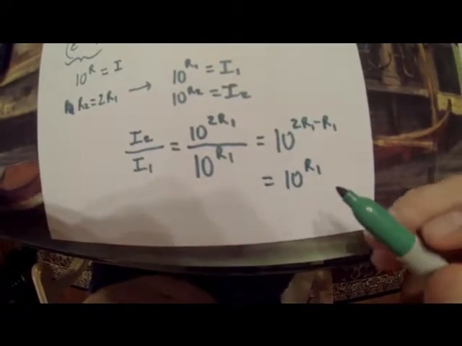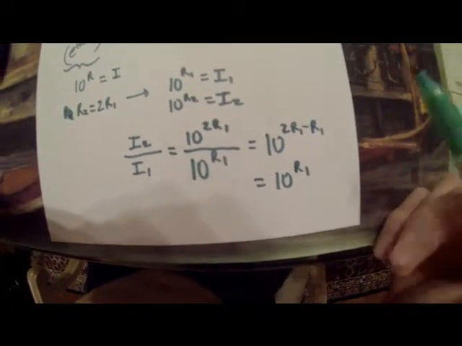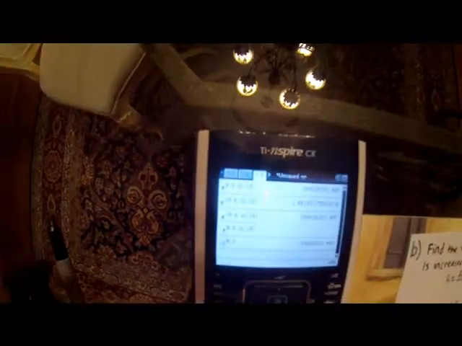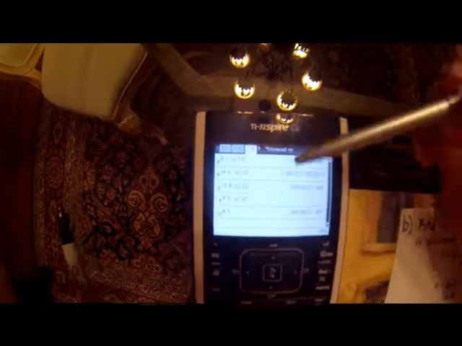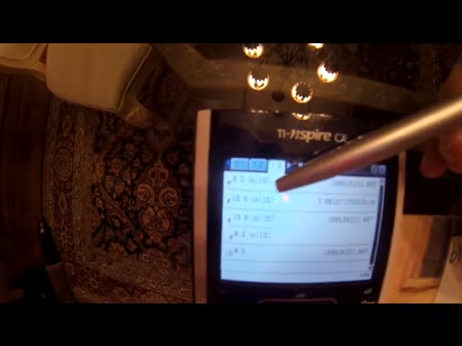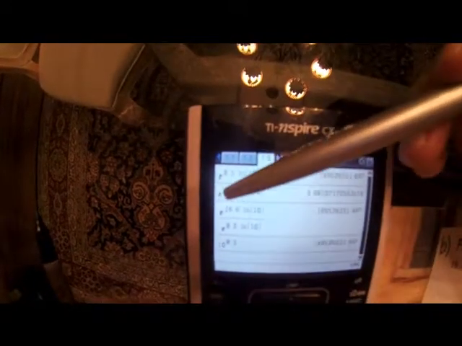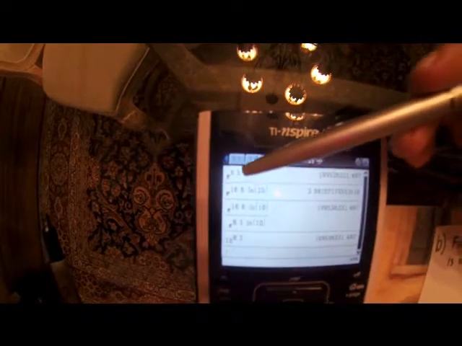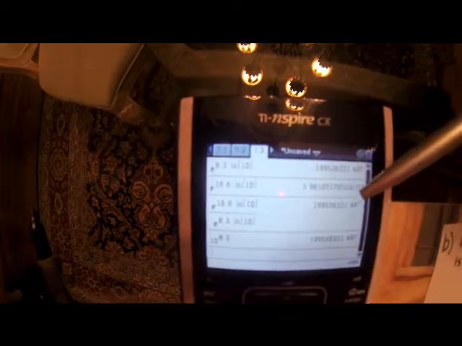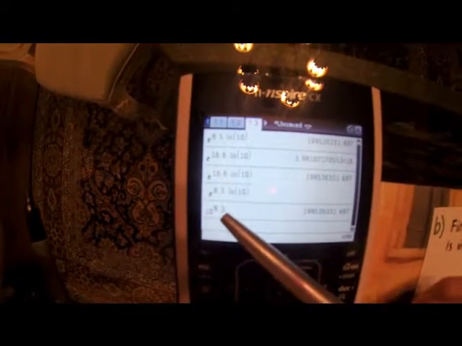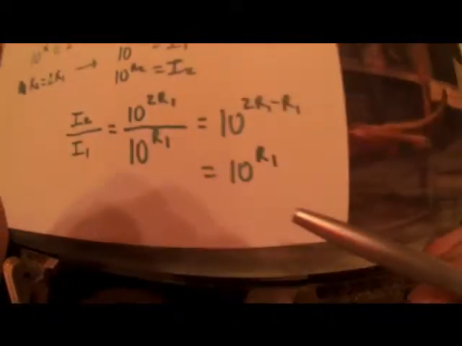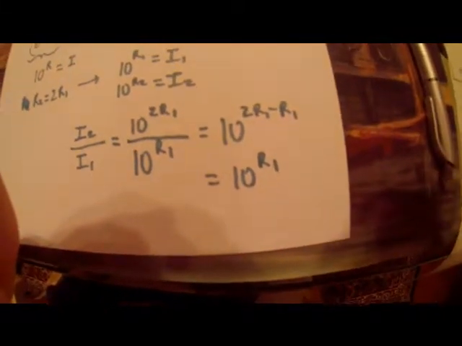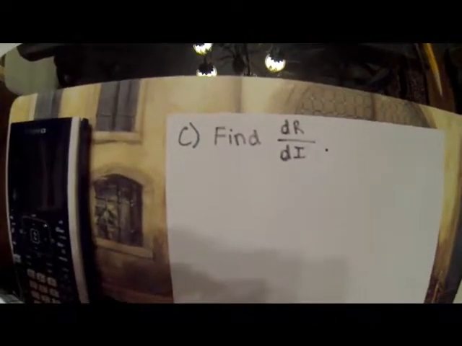And we can see that from part A. Let me look at the calculator. E to the 8.3 times ln of 10 is this number. E to the 16.6, which is twice 8.3, times ln of 10 is this number. And if we divide these two, it ends up being 10 to the 8.3, which is 10 to the R. So it all fits.